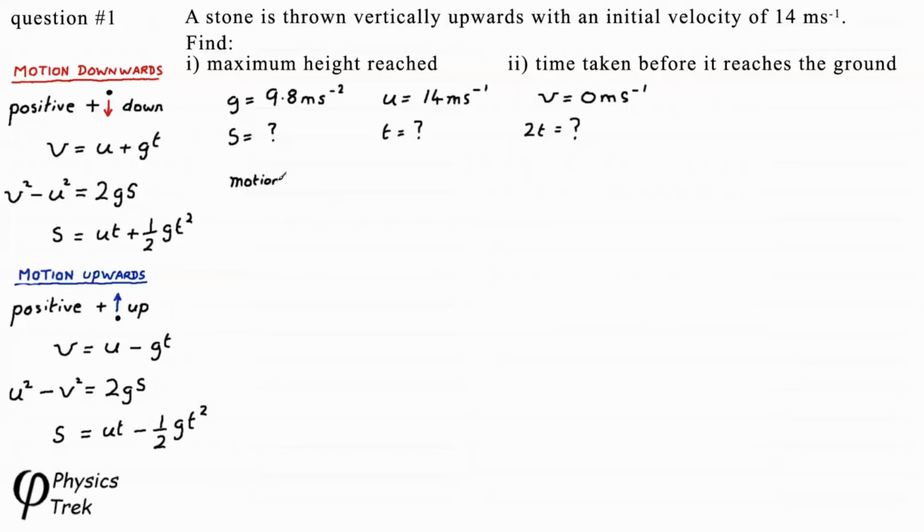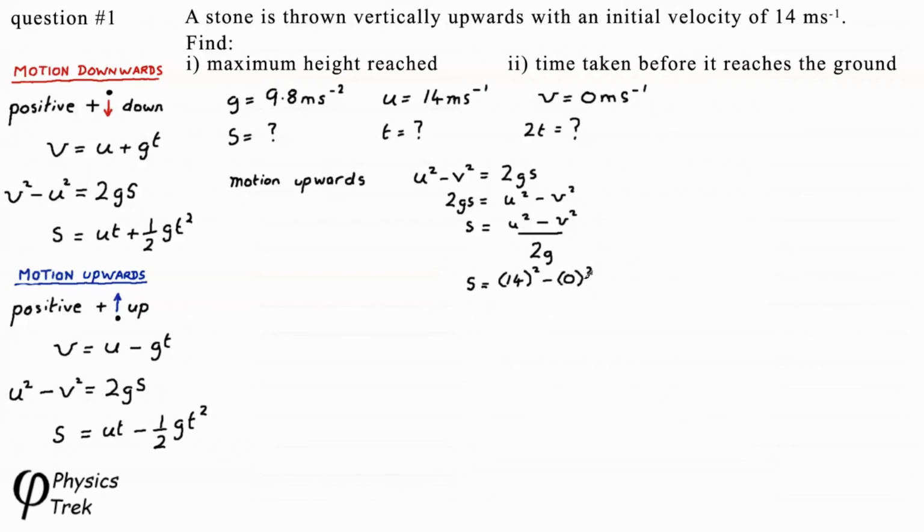The stone is thrown vertically upwards, so we use the second set of equations. We need s and have u, v and g, so we use u squared minus v squared equals 2gs. So making s the subject, we first turn the equation around, then divide both sides by 2g, leaving s on its own on the left. So s is equal to u squared minus v squared all divided by 2g. Now putting the numbers in. s is equal to 14 squared minus 0 squared divided by 2 times 9.8, which is equal to 14 squared divided by 19.6, which gives us the answer of 10 meters.